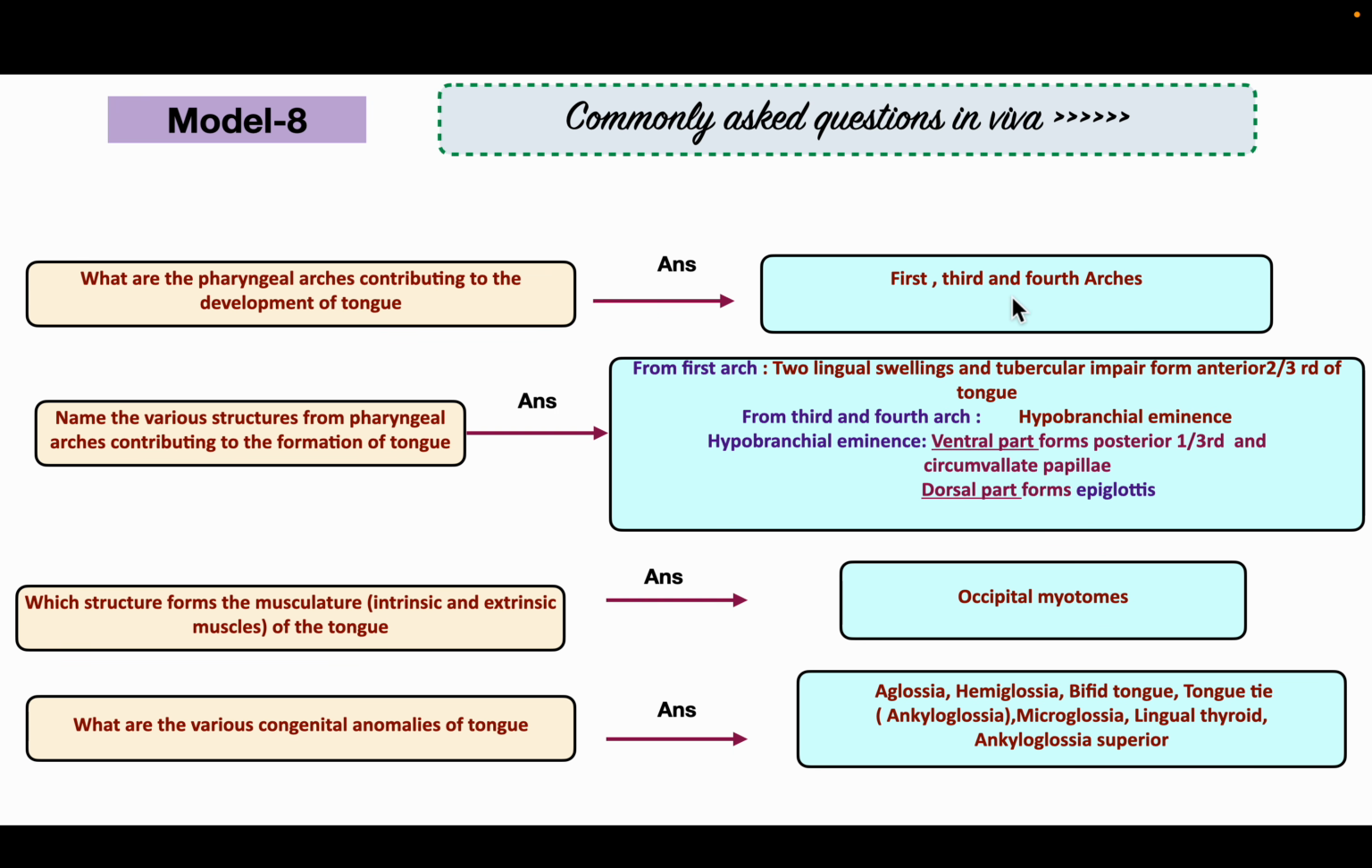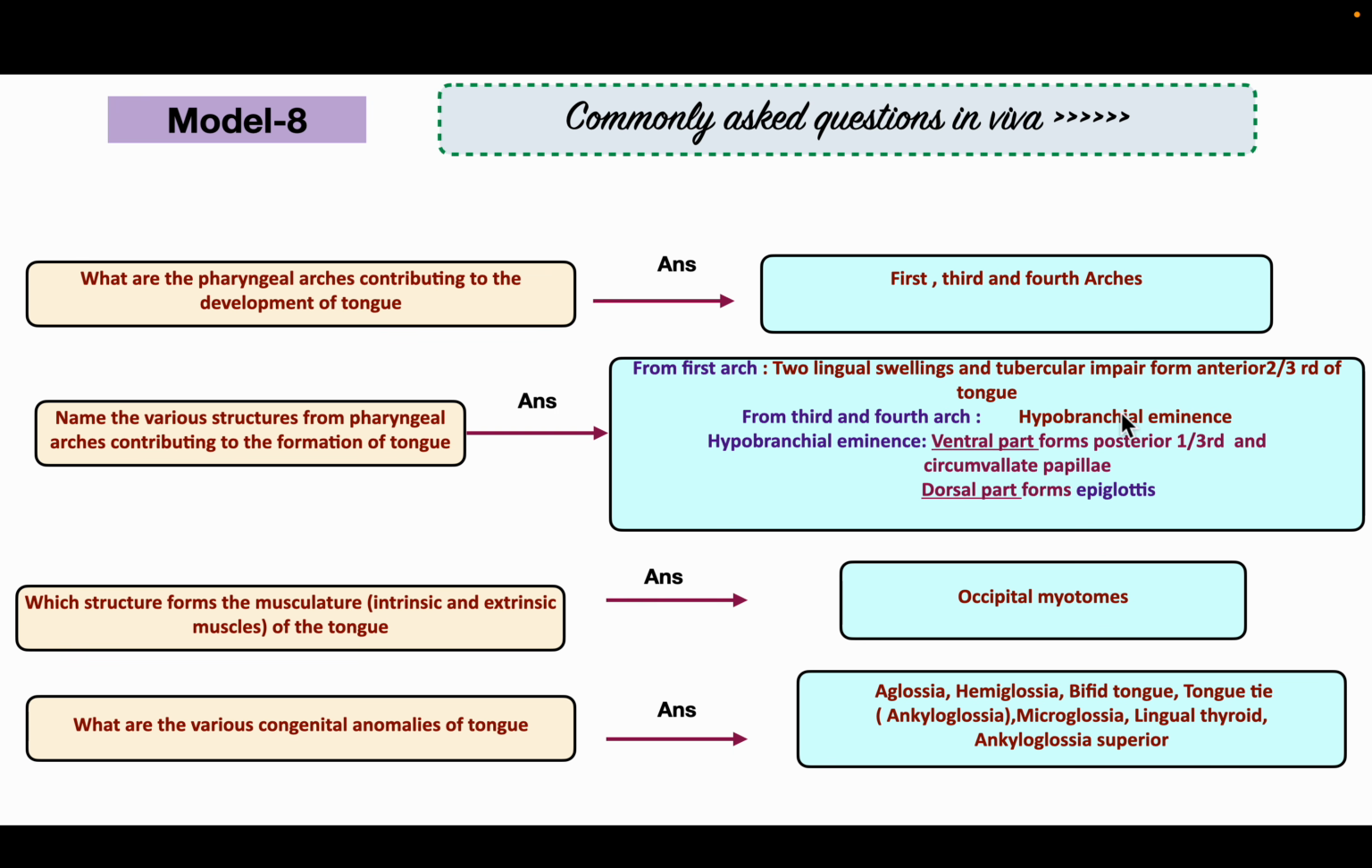That is first, third and fourth. Name the various structures from pharyngeal arches contributing to the formation of tongue. So from first arch, two lingual swellings and tuberculum impar are arising. Kindly correct this spelling, impar, I-M-P-A-R, which forms the anterior 2/3 of the tongue.